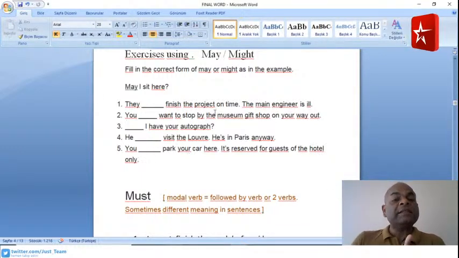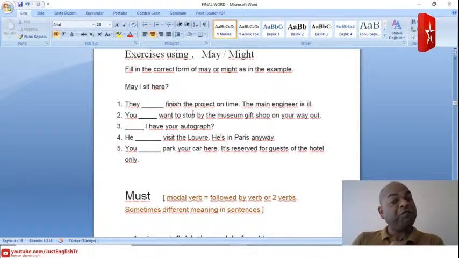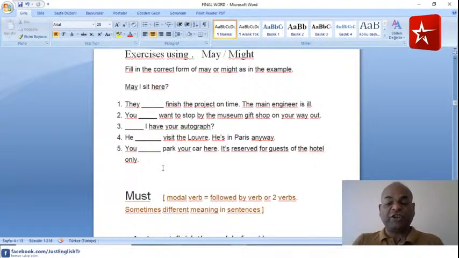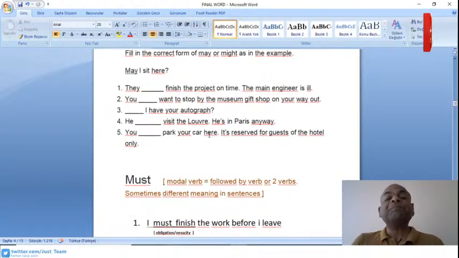Now remember, the sentence second part says the main engineer is ill. So your answer here can be they might not finish the project on time. All right? But you did a good job. Your answer is right. And Nijat says because you're not sure. There we go. That's the answer for might. Let's do number 2 together.